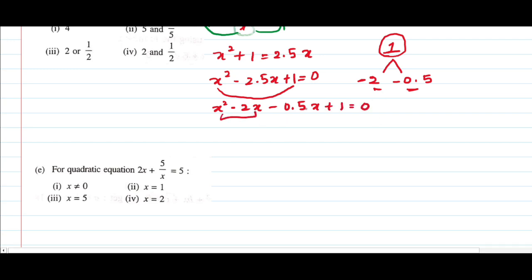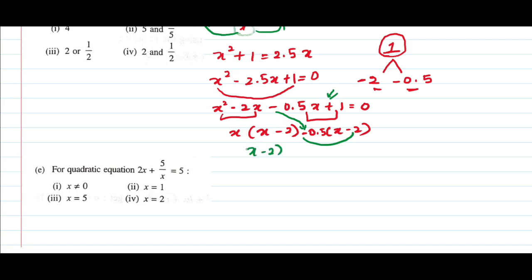Now we take the common terms: x minus 2 is common, and the remaining term is 0.5. 0.5 into x is 0.5x, and 0.5 into 2 is 1. We write minus here because this term is minus, and minus of minus is plus. So now we write the common factor on one side and the other factor on the other side, and equate to 0.